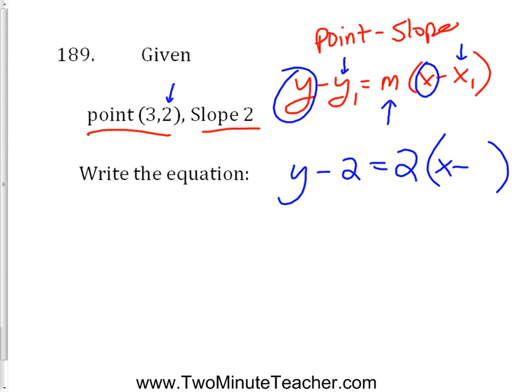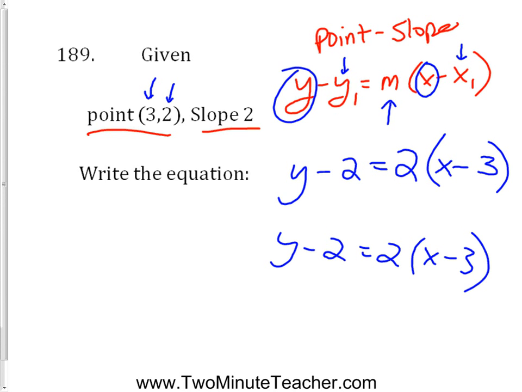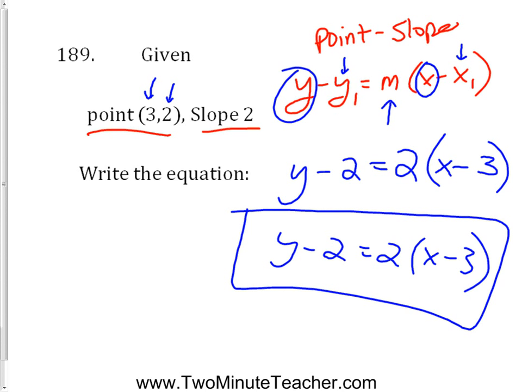And then I say x minus, and then the x of it. This one's x is 3. So there I have it. Y minus 2 equals 2 times x minus 3. A lot of times people go through and multiply that all out and solve it for y. You can do that, but it isn't necessary. This is a perfectly good way to write the equation.